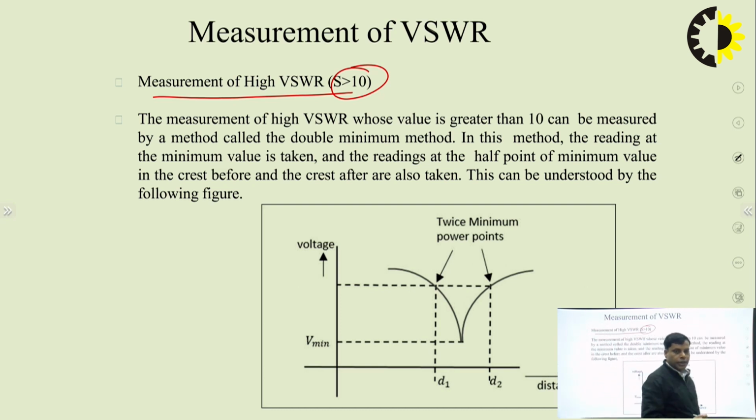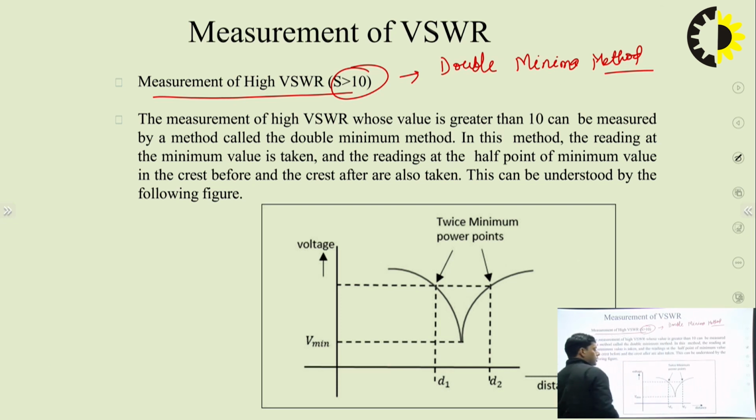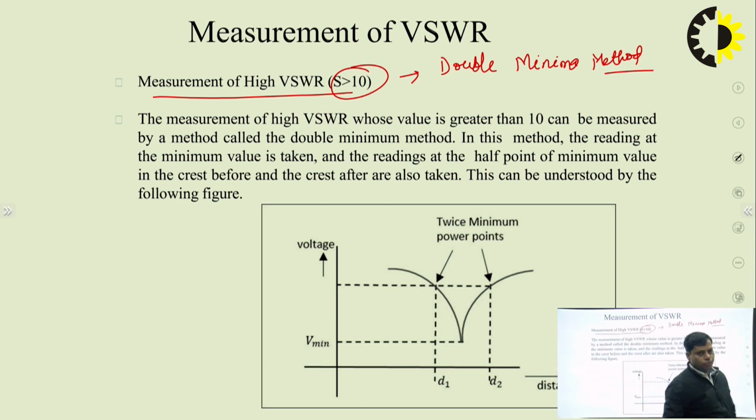Okay, so in this, what we will do is move toward the double minima method, so that the problem of a congested setup is avoided. For S greater than 10, we are considering the double minima method, where we calculate the values of two minimum points, and with the help of these we calculate the value of VSWR.